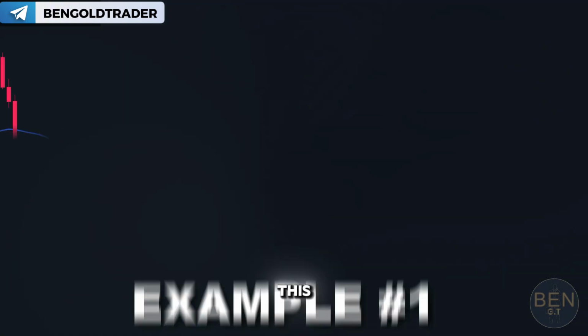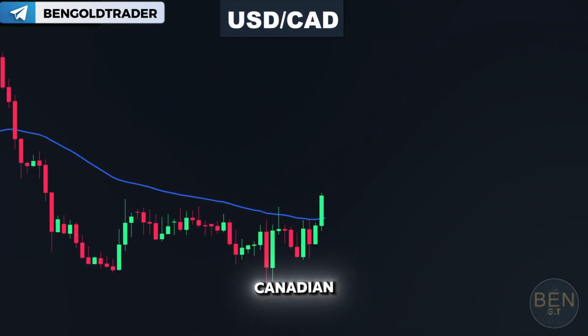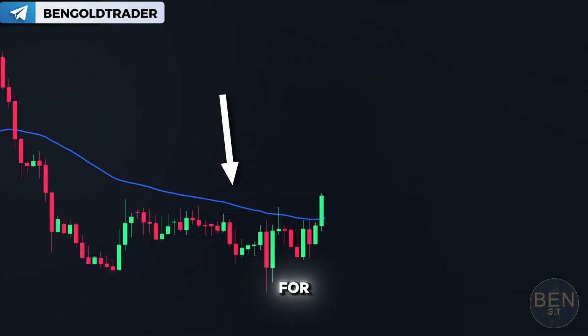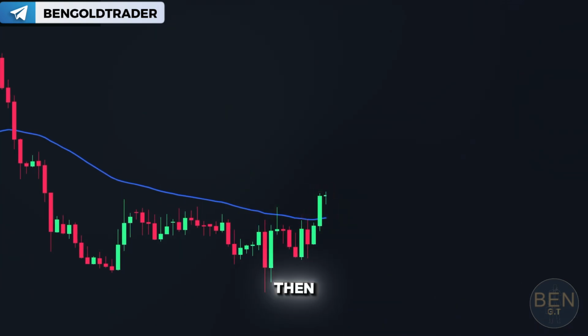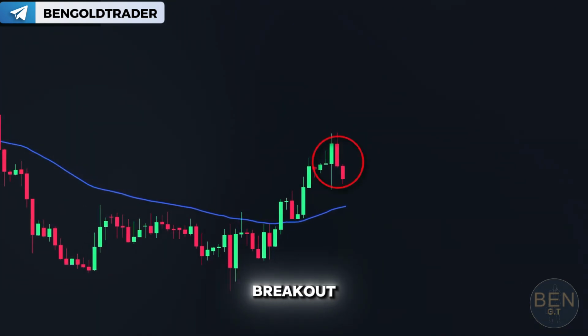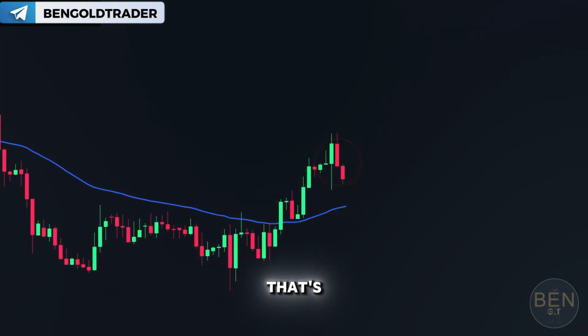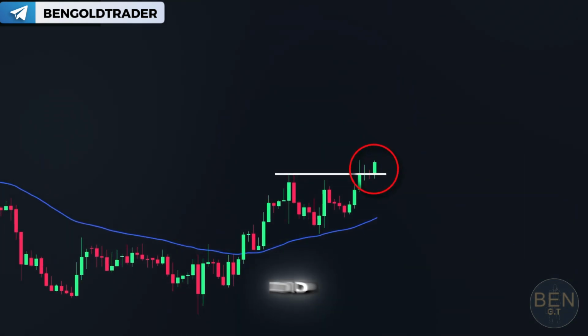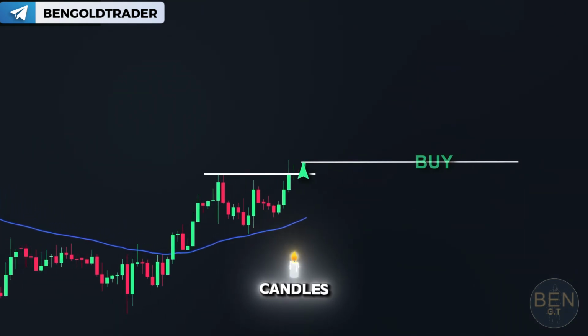The first one is this chart, the US dollar against the Canadian dollar. The blue line here is the EMA. As you can see, the price had been trading below the 50 EMA for quite some time until it broke out. This is where I got interested. I then wait for a pullback of at least two consecutive red candles after the breakout, which happened right here. That's where I drew the horizontal line at the highs. It was then time to wait until we broke that line again. When we did, I bought right at the breakout candle's close.